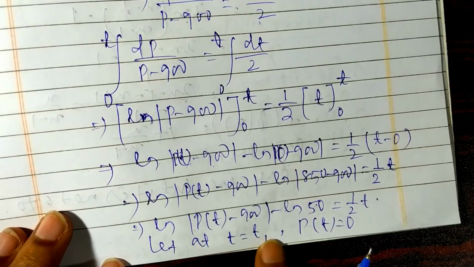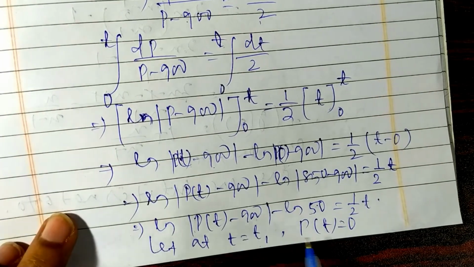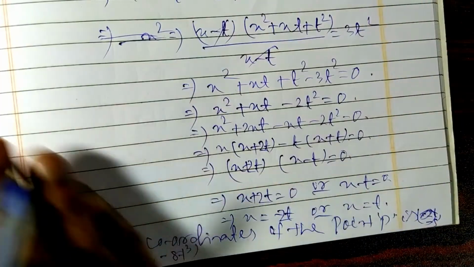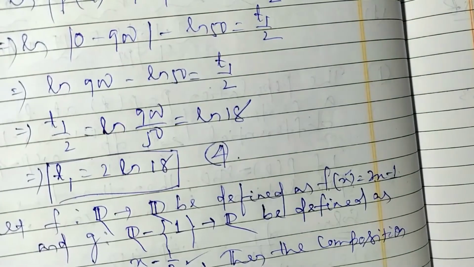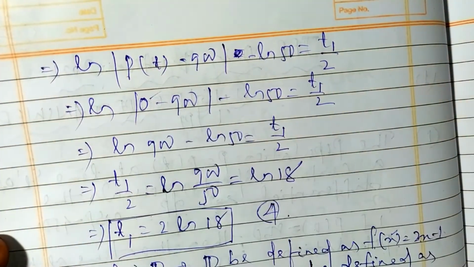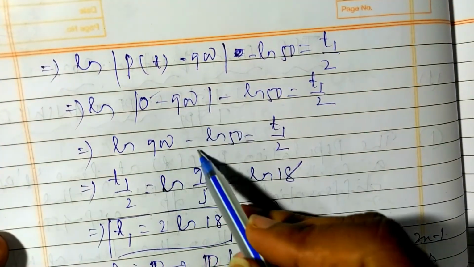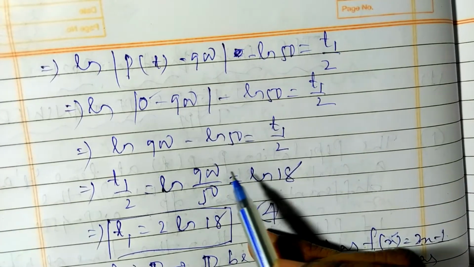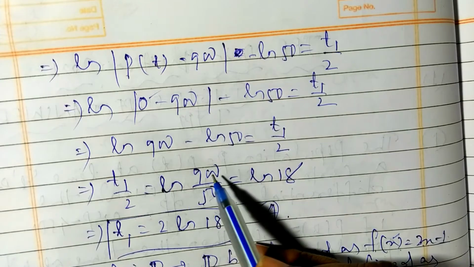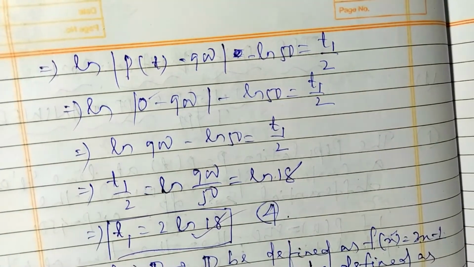Let at t = t1, P(t) = 0. ln A - ln B is ln(A/B). That means ln(|P(t) - 900|/50) = t1/2. In place of P(t) we take 0, so we get ln 900 - ln 50 = t1/2. So t1/2 equals ln(900/50), which is ln 18. So t1 = 2 ln 18.